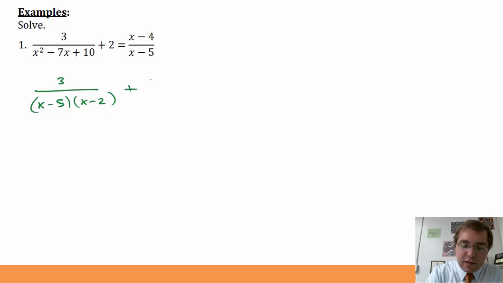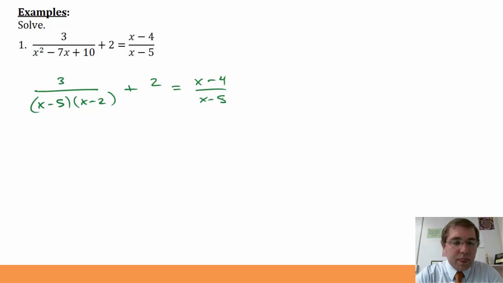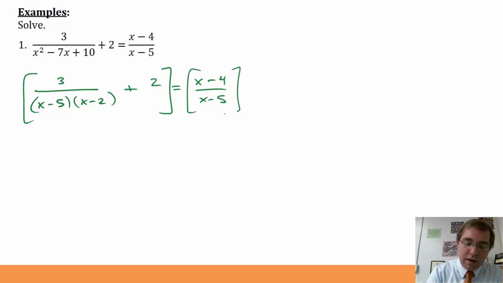Okay, then we've got a plus 2, which remember is really 2 over 1, so its denominator is 1, equals x minus 4 over x minus 5. So now I can see what the factors of my denominators are. So what's going to be my least common denominator? It's going to be x minus 5 times x minus 2. Okay, so I'm going to multiply everything by that common denominator. I'll multiply the left side by it and the right side by it. So by x minus 5 times x minus 2, x minus 5 times x minus 2.